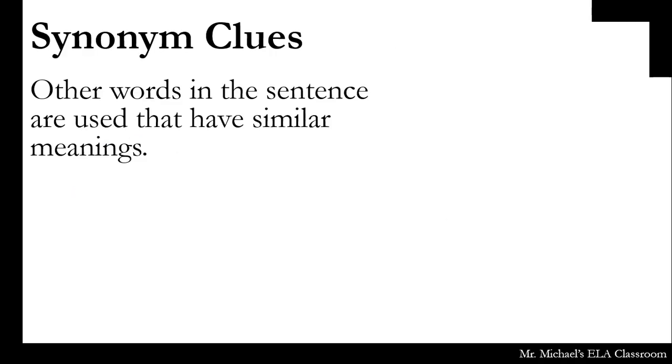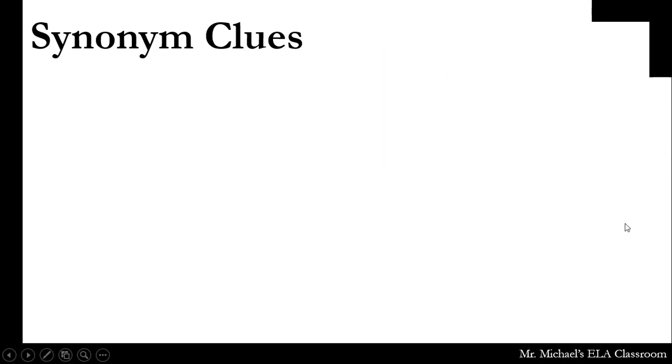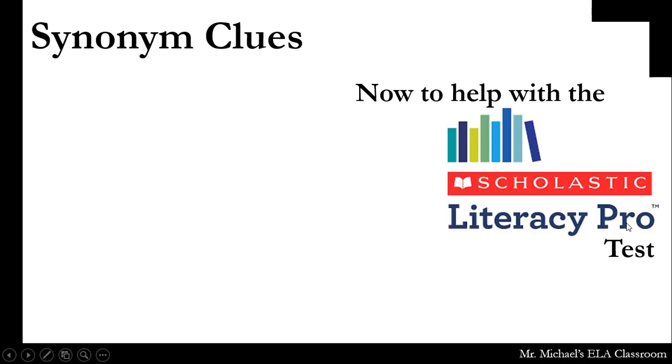And synonym clues. Other words in the sentence are used that have a similar meaning. So, John was very affluent, just like his wealthy Aunt Sharon and rich Uncle Herod. Ooh, affluent. Synonyms: wealthy and rich. So these two words mean the same as this word. So these are synonym clues. This is used frequently in the Literacy Pro test.